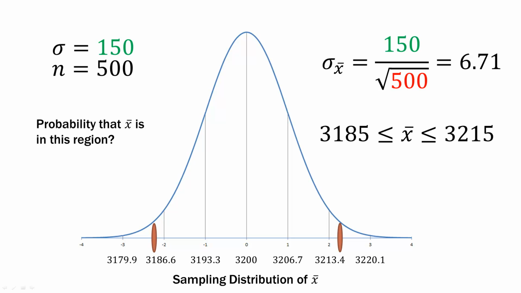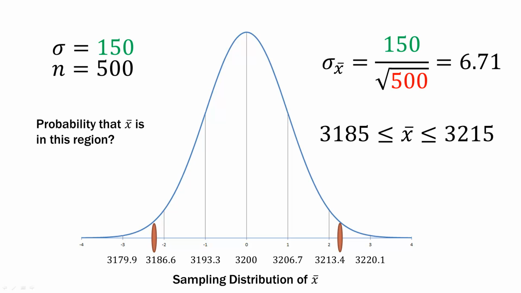Now let's look at our sample size of 500. We go ahead and plot our endpoints here again. So we plot 3185 and 3215. Now look how far out they are from our 3200. And again, why is that?